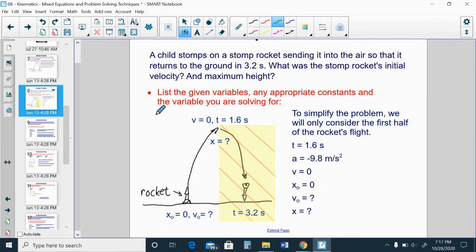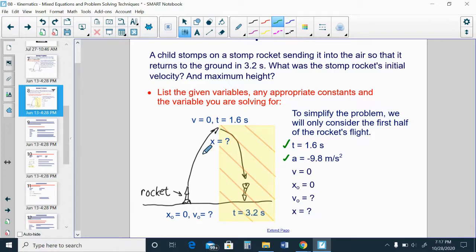You list the given variables. So also list any appropriate constants and the variable you are solving for. So since we are just looking at half the journey, time equals half the total time. Since we were provided 3.2 seconds, half of that is 1.6 seconds. We know the acceleration due to gravity, since this is a vertical motion problem, is going to be negative 9.8 meters per second squared.